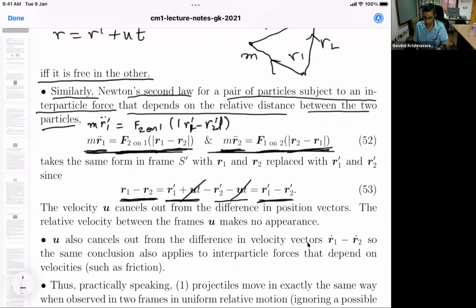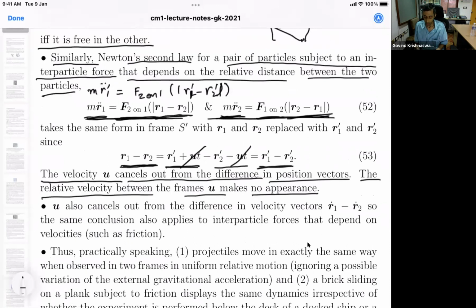Furthermore, let me just conclude that statement. We notice that the velocity u, the relative velocity between the frames, cancels out from the difference in position vectors. And thus, the relative velocity between the frames u makes no appearance in the equation of motion in the primed frame. All right, that's gone. And therefore, Galileo's principle can be accommodated here. There is no way from studying this equation of motion that you could have told that this frame is moving at velocity u relative to the S frame.